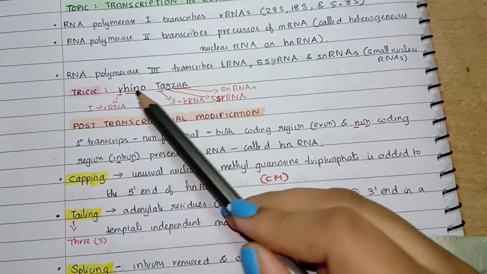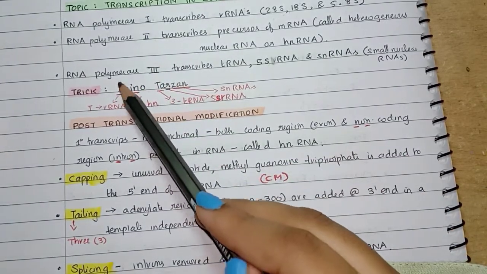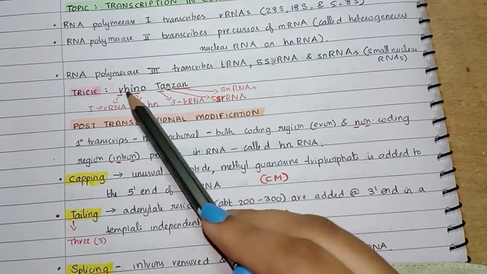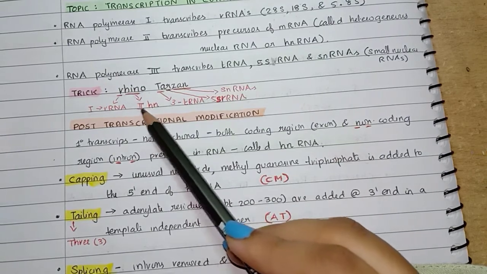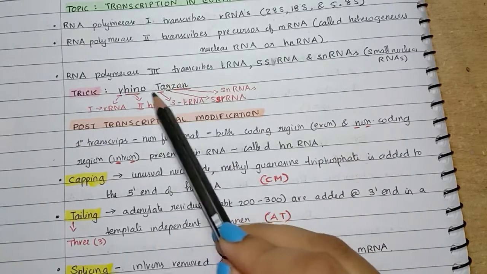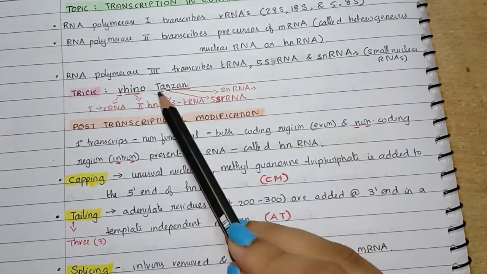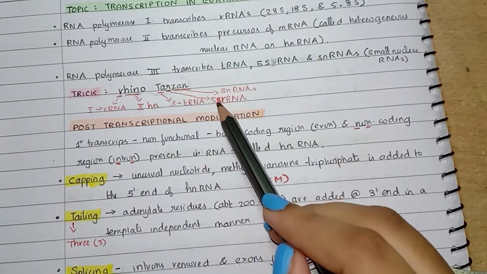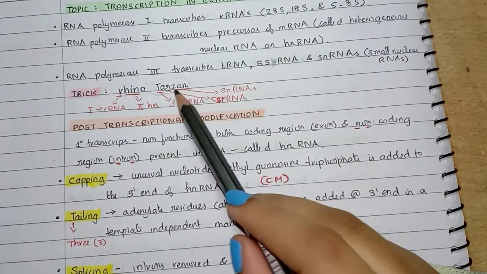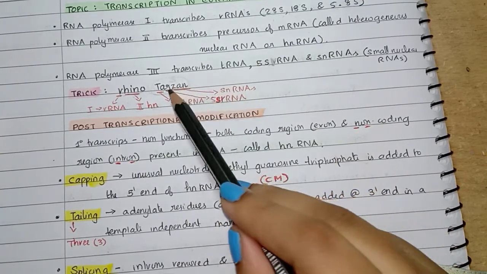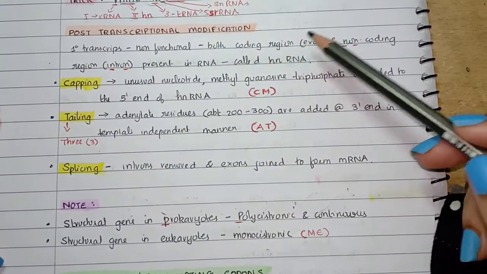Rhino comes first, that is RNA polymerase 1 for rRNA, and hnRNA is second. The third one transcribes tRNA, that is Tarzan's T, then 5S rRNA, then Zan, which we can say as S also, right? So snRNAs.